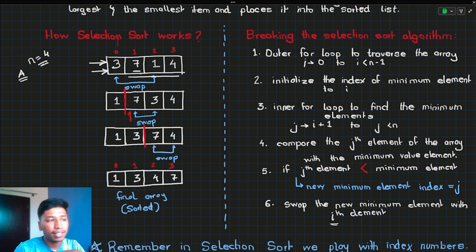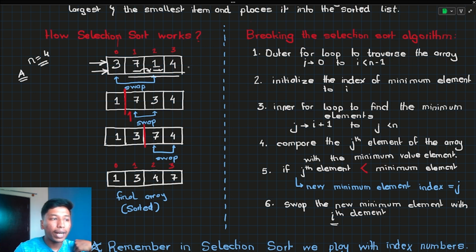First I'll check with 7. Is 7 lesser than 3? The condition is false. Next I'll move on to the next element, that is 1. Is 1 lesser than 3? True. So what I'll do is, now I have to swap the elements 3 and 1 and interchange their positions.